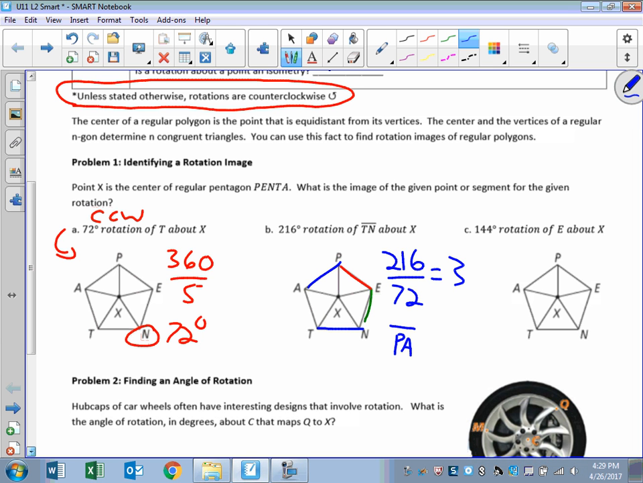Okay. Rotate E around X, 144. Okay, so this is a little different. So we know that that's 2 movements, right, because we got 144 total. We know that each movement is 72. That'd be 2 counterclockwise movements. So we'll start at E, 72, 144. So we'd end up at A.